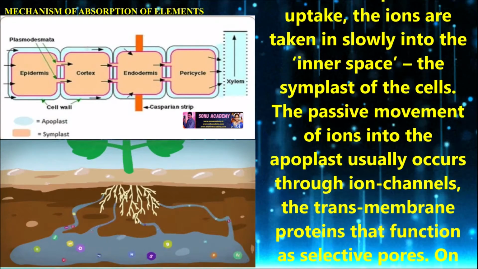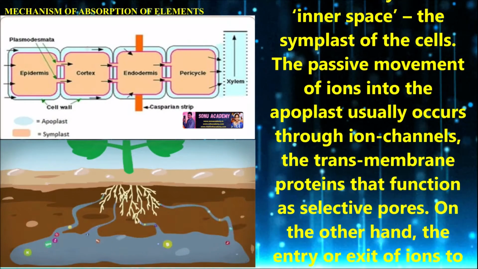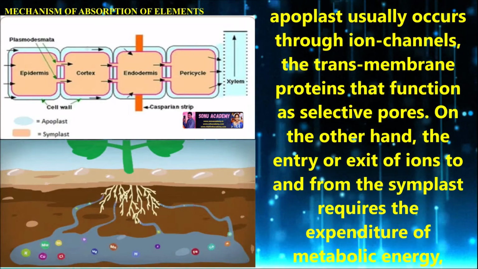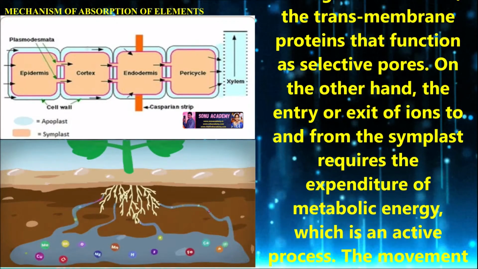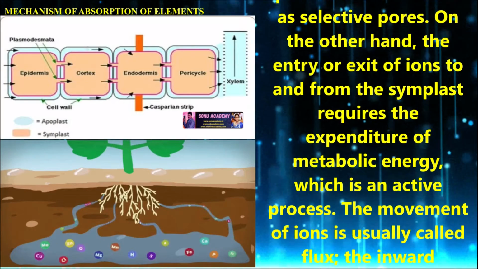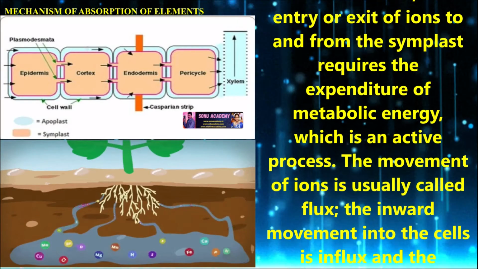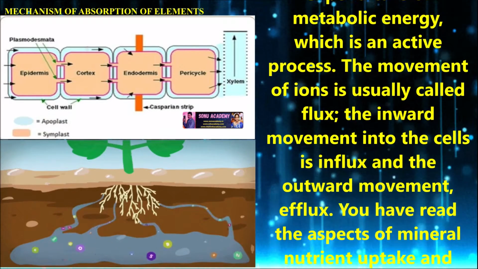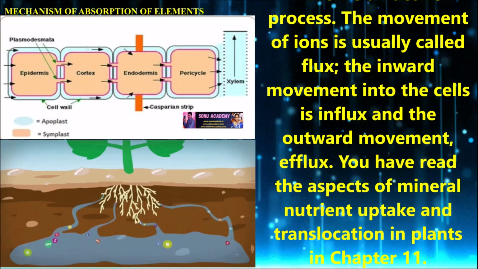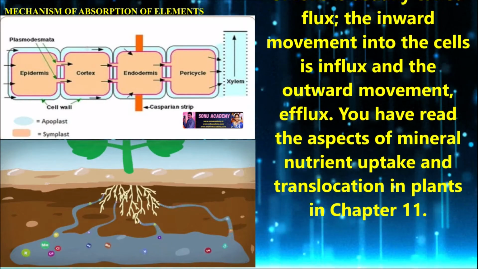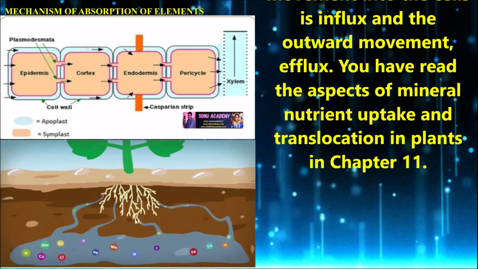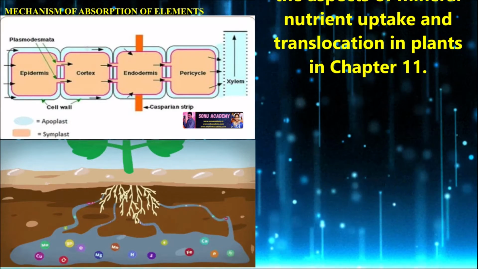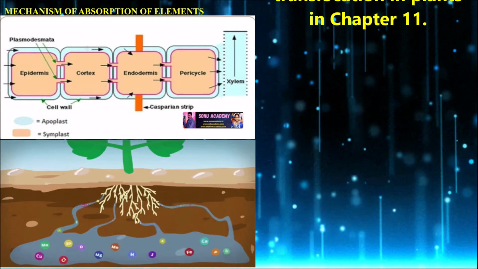The passive movement of ions into the apoplast usually occurs through ion channels, the transmembrane proteins that function as selective pores. On the other hand, the entry or exit of ions to and from the symplast requires the expenditure of metabolic energy, which is an active process. The movement of ions is usually called flux. The inward movement into the cell is influx and the outward movement is efflux. You have read about the aspects of mineral nutrient uptake and translocation in plants in chapter 11.